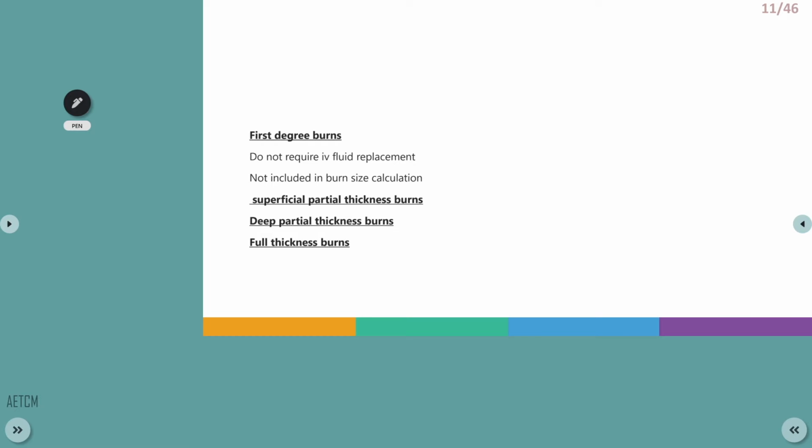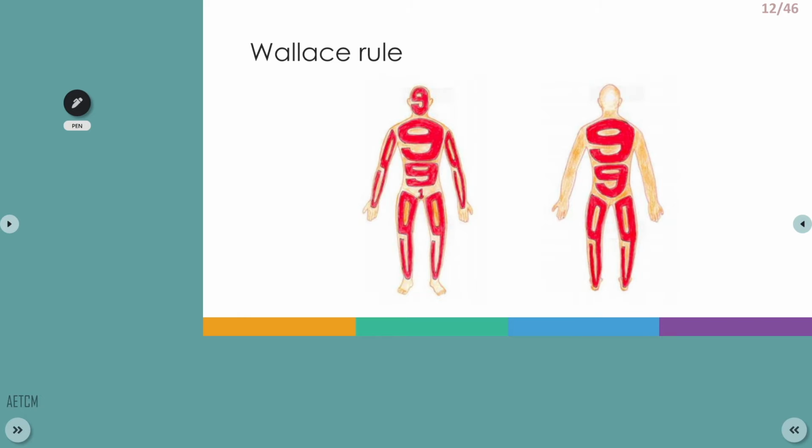And from superficial partial thickness burns to full thickness burns, we will be calculating the percentage for fluid resuscitation. So how do we calculate burns in a patient's body depending on the area involved? We have the Wallace rule, or the rule of 9. Depending on the area of burn involved, we calculate the percentage of the burns.